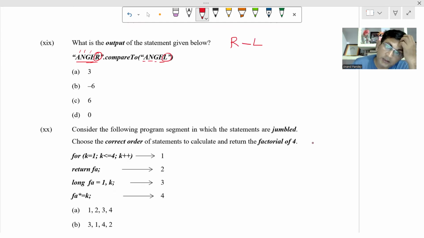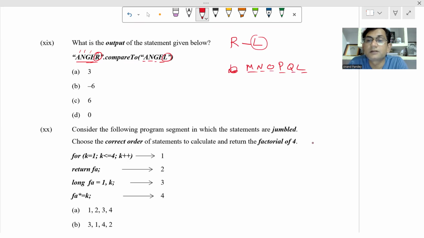Okay, so how to get it if you do not remember the ASCII code, I'm telling you, just take the smaller one, L. So leave L, then start from afterwards. M, N, O, P, Q, R. Don't count L, then count others. 1, 2, 3, 4, 5, 6. So difference of R minus L will be 6. And obviously the value of R will be the greater value, so you'll get plus 6. So answer will be 6. It will return the difference of ASCII value of R minus L.